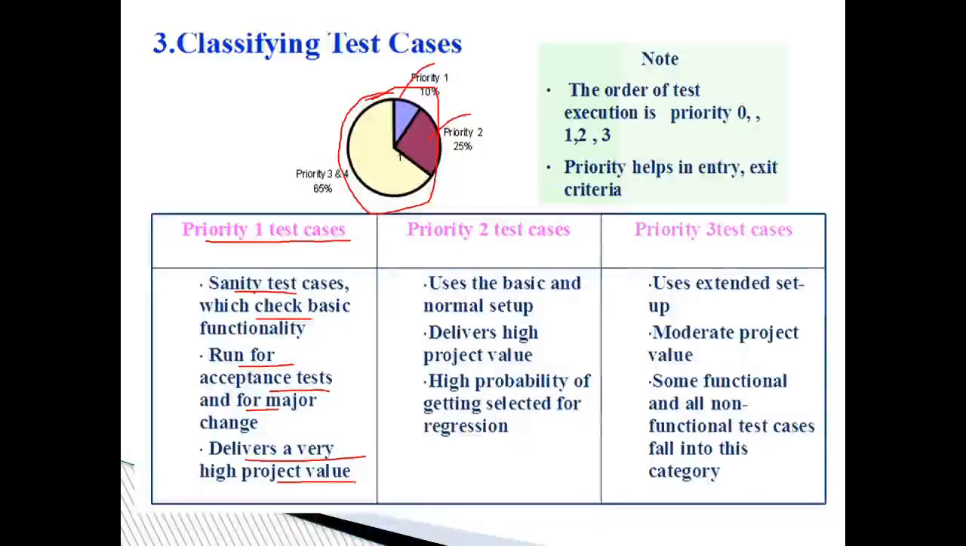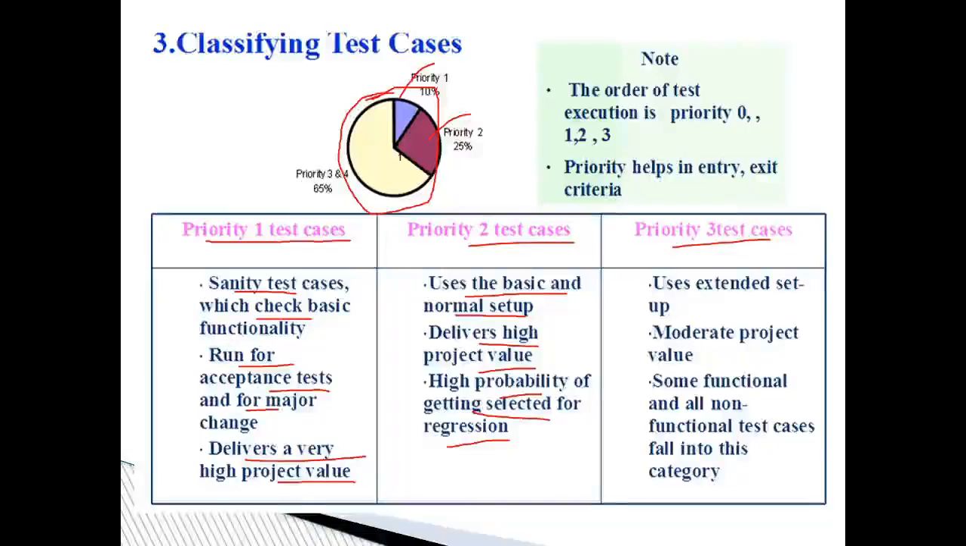So in this first priority, very important, high priority test cases will be included here: all the basic functionalities and the test cases which are needed for acceptance and for delivering the products. Then the next priority is medium priority, which selects the test cases from basic normal setup and delivers high project value, with a high probability of getting selected for regression. So from this you are going to select.